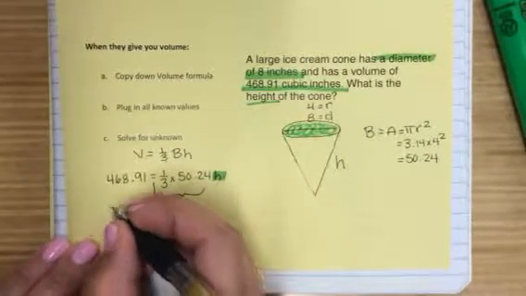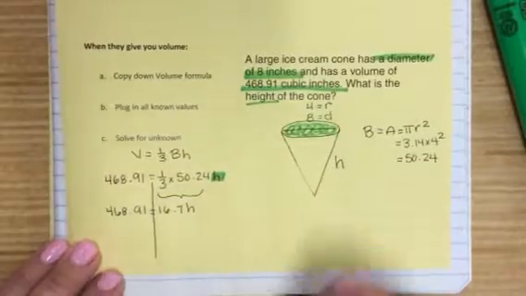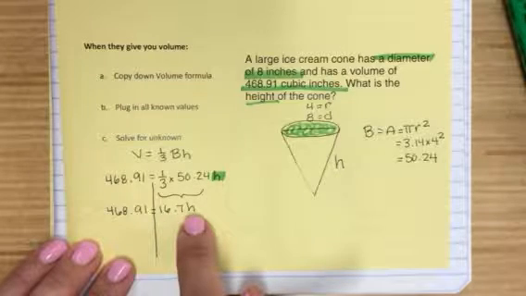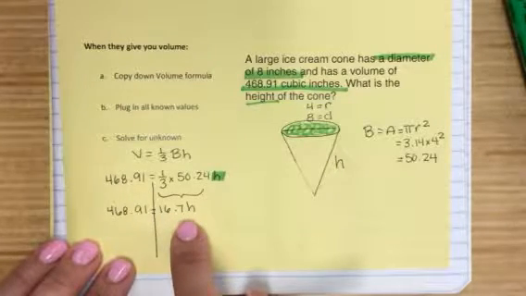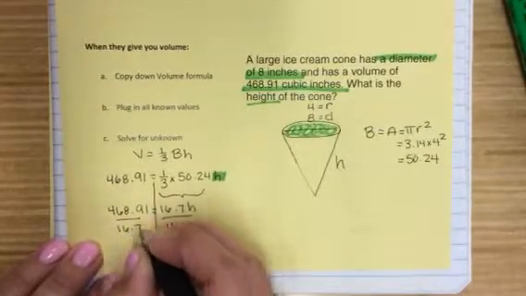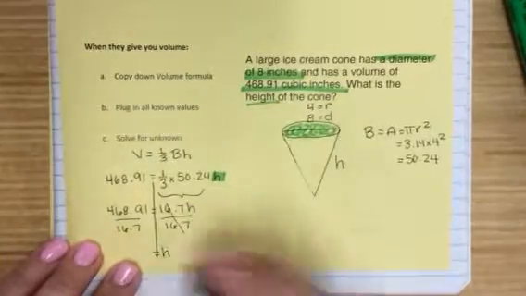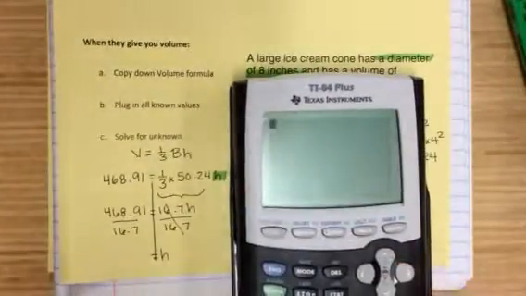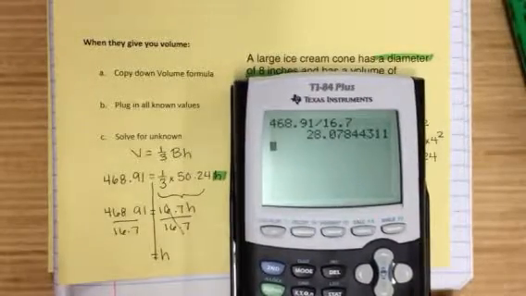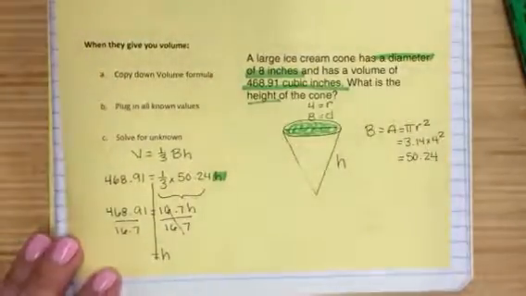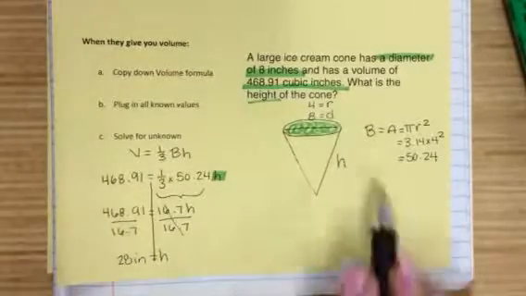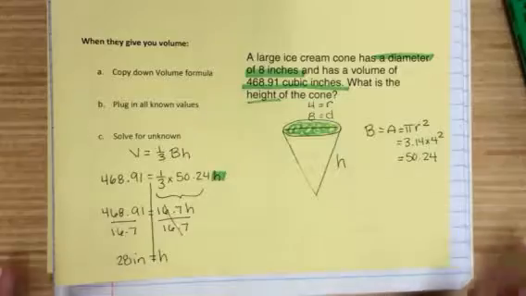H, bring down your 468.91. And just like with any equation, the 16.7 and the variable, the H, they're being multiplied. So the opposite of that is to divide. So the height is 28. We can just leave it at 28 inches. It is not cubed because it's just height. You're not finding the volume. Okay? Thank you.